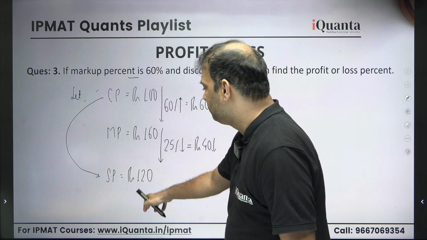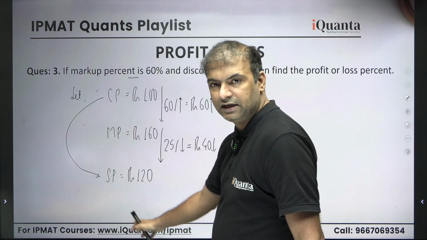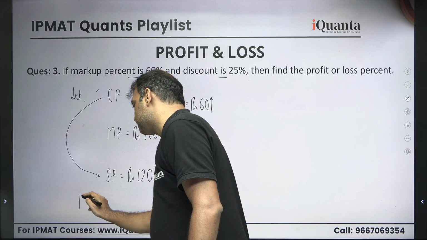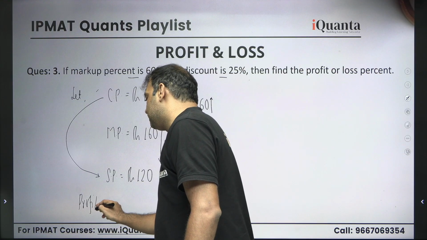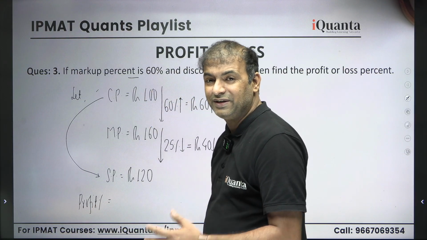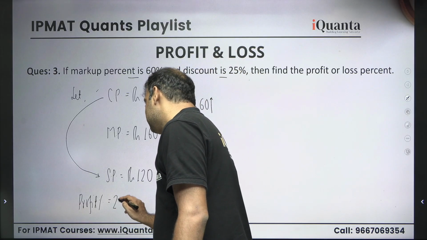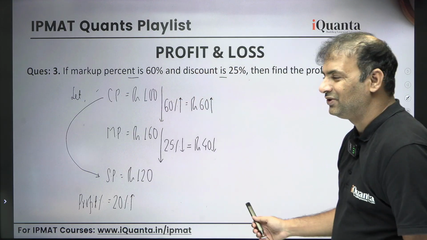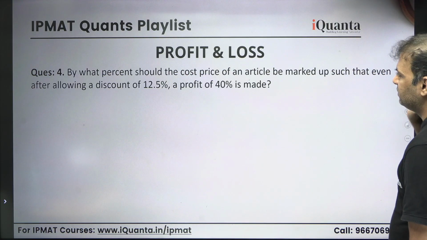So very simple, profit is rupees 20. You can see that the increment is 20 and the cost price is 100. So obviously the profit percentage has to be how much? Cost price is 100, the profit is 20. Obviously the profit percentage is 20%, right? So this is how we can solve this simple question. All right, now let's do the next problem.